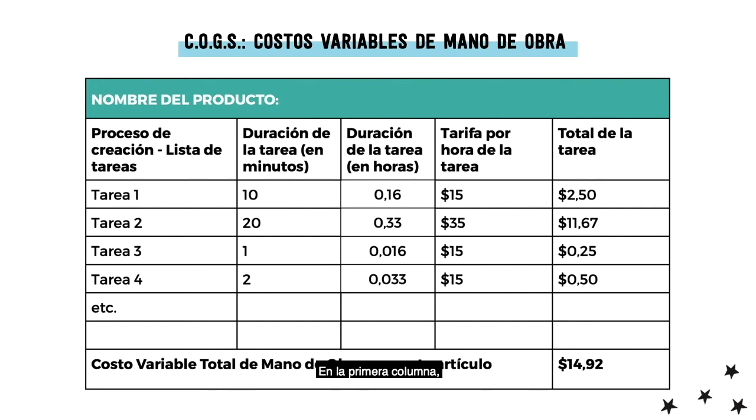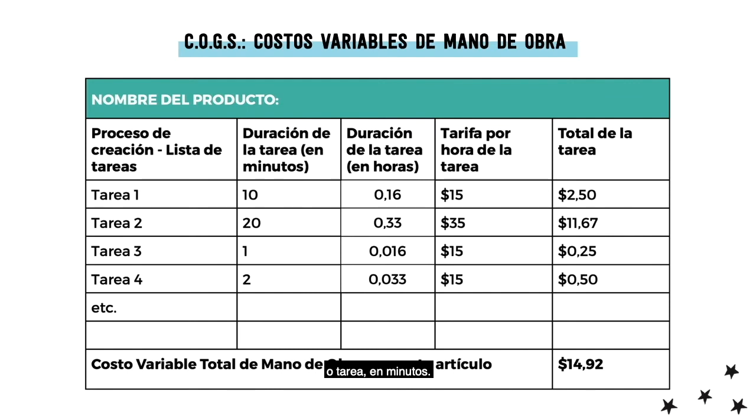In the first column, the creation process list of tasks, you want to record the different tasks that need to be done to finish the product entirely. For example, for a ceramic mug, it could look like step 1, prepare clay, step 2, use a potter's wheel, step 3, bake in a kiln, step 4, check for imperfection, etc., all the way to packaging the item ready for shipping.